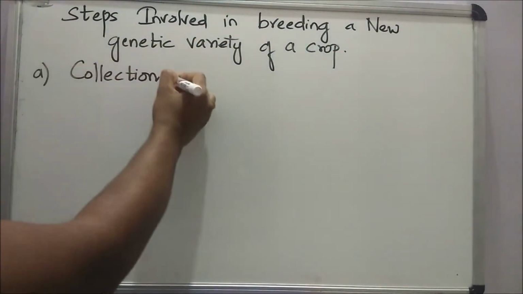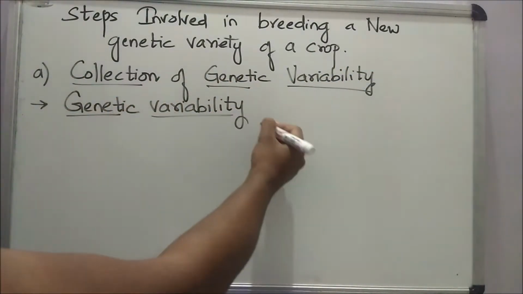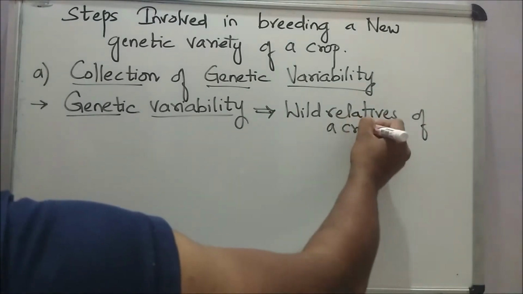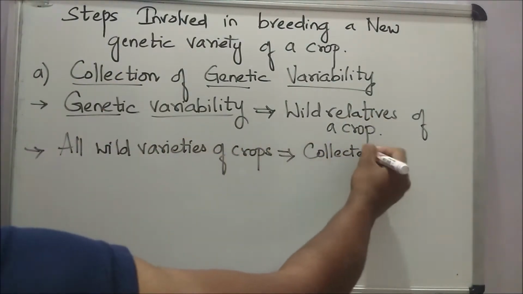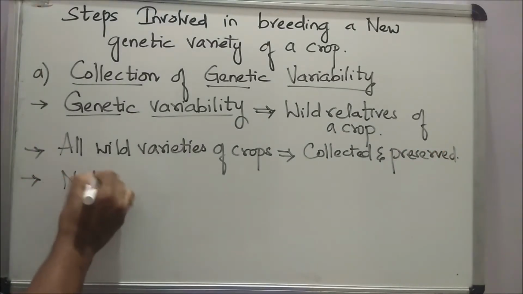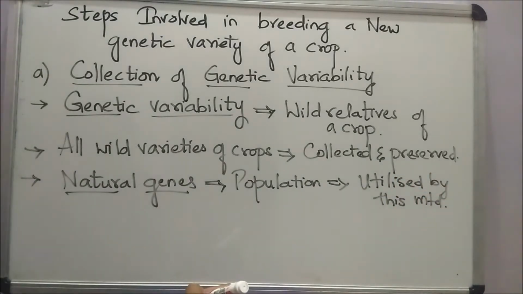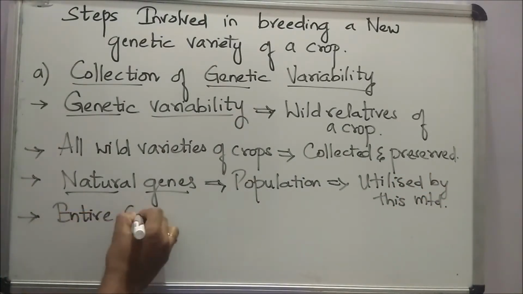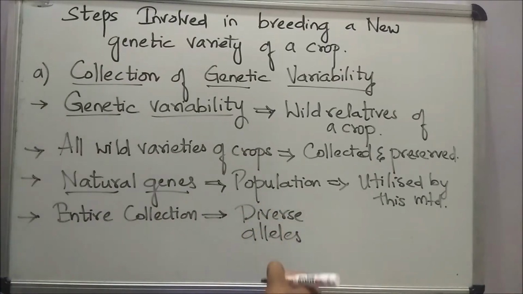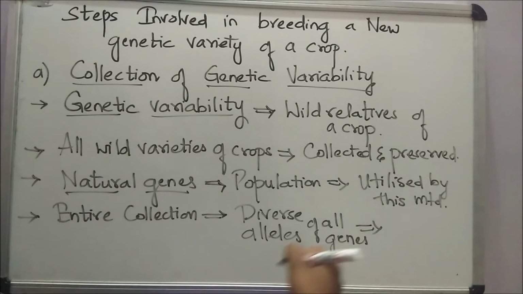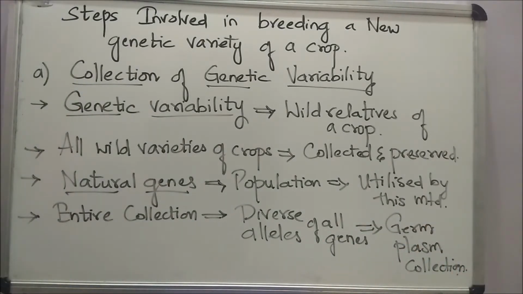The first step is collection of genetic variability. Genetic variability is availed from the wild relatives of the crop. Here, all the wild varieties and the relatives of the crop are collected and preserved. The natural genes available in the population are utilized by this method. The entire collection of plants which are wild types or relatives of a given crop, which has all the diverse alleles for all genes, is called germplasm collection.